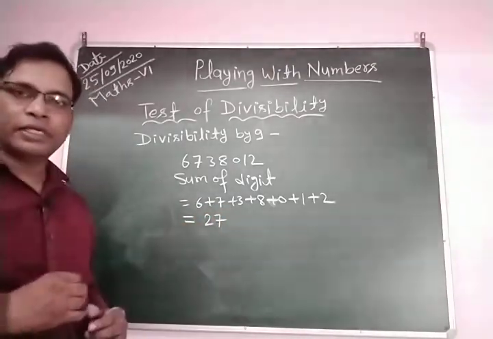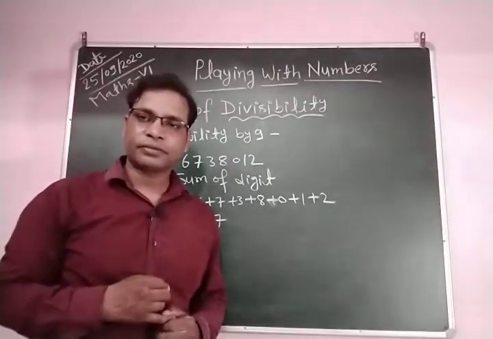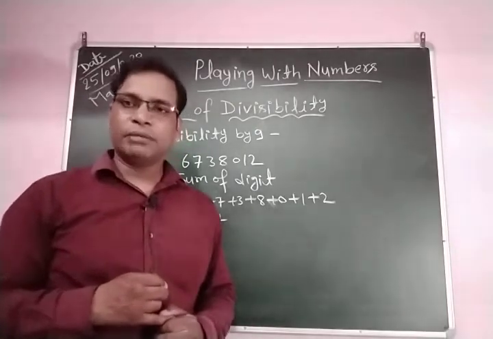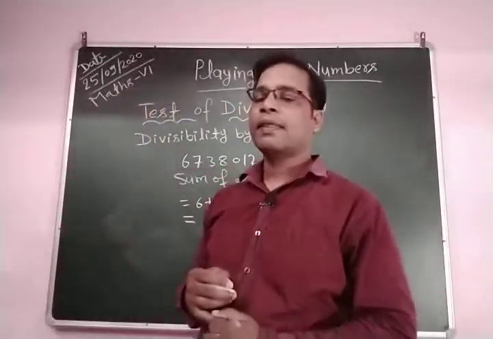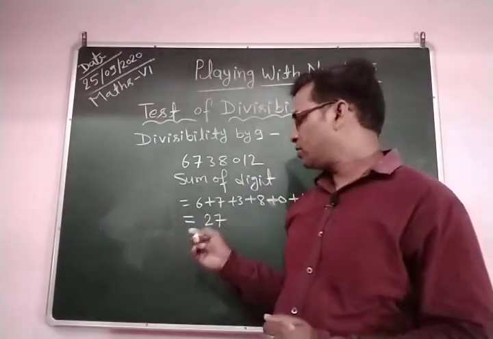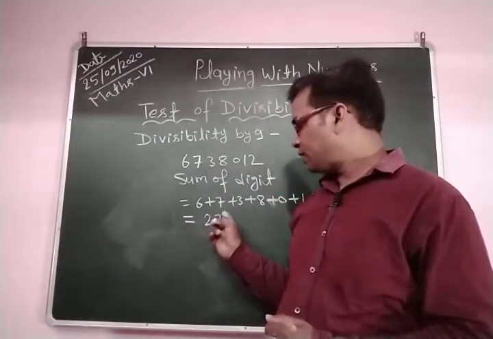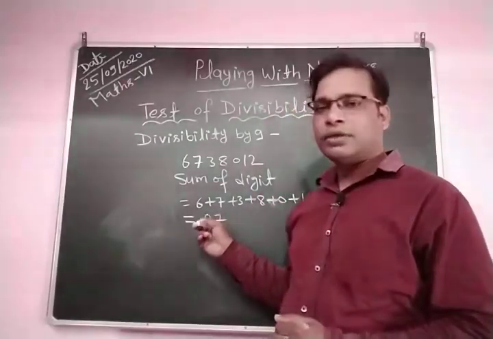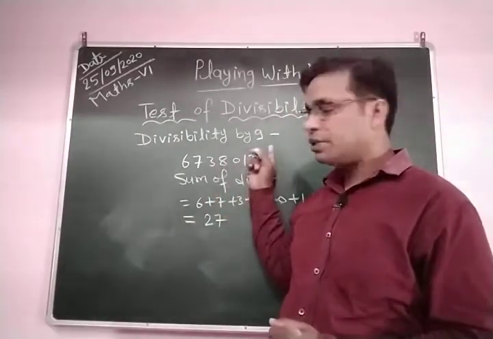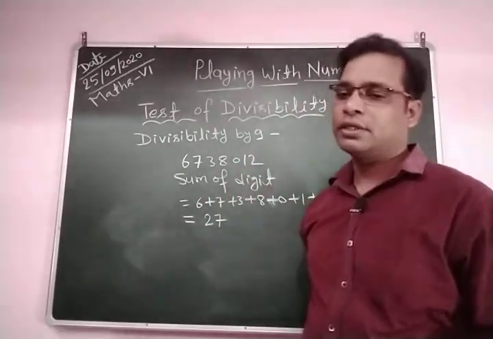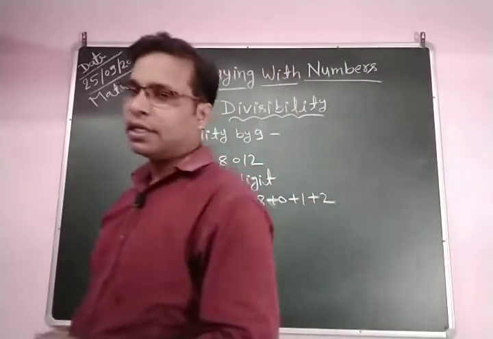You know very well 27 is a multiple of 9, or you can say 9 divides 27. So if 9 divides the sum of digits of the number, it means that 9 also divides this number. So this number is divisible by 9. Clear? Let's see another example.